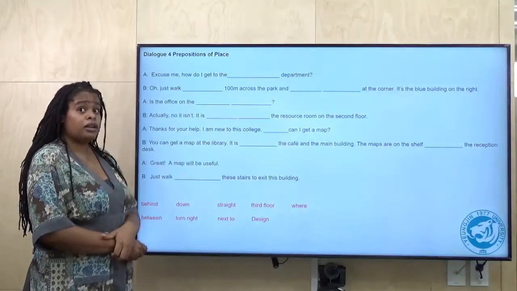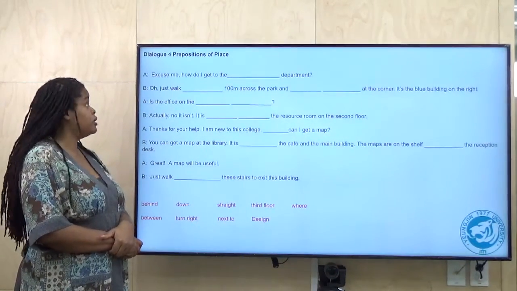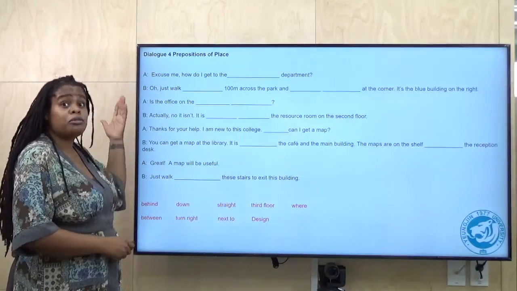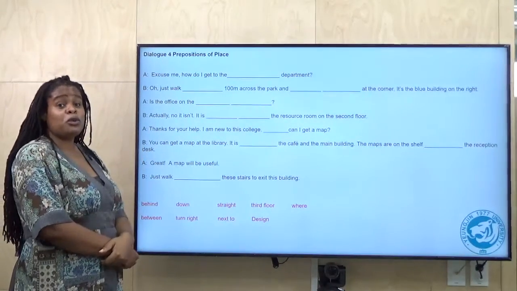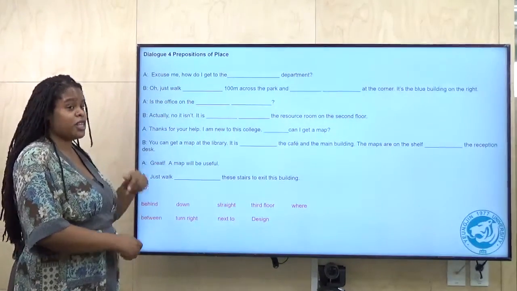Here is our dialogue for the week. This week's dialogue features prepositions of place. I, of course, am going to be A and B. Hopefully you have a study buddy where one person can be A and one person can be B.